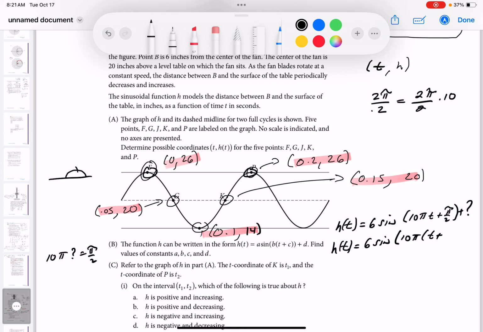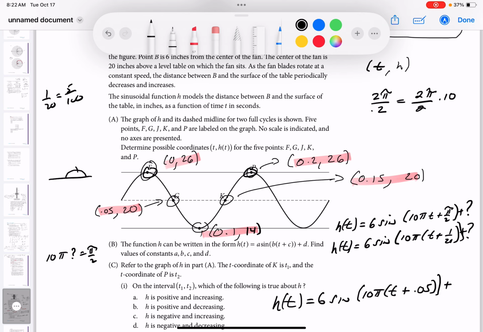And that's going to be, let's see, the pi's cancel, and you get 1/20th, right? So 1/20th. I'm going to write it as a decimal, though. 1/20th is going to be 5 over 100, which is 0.05, all right? Again, I still have to worry about this guy over here. Let me clean it up a little bit. h of t is 6 sine, and this is going to be 10 pi t plus, I just said it, right, 0.05.